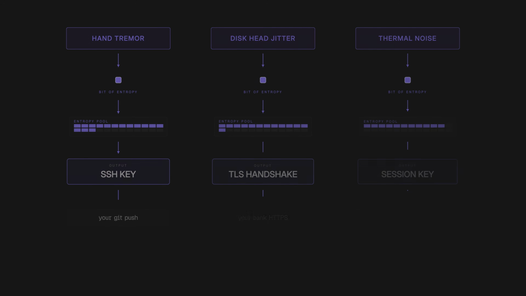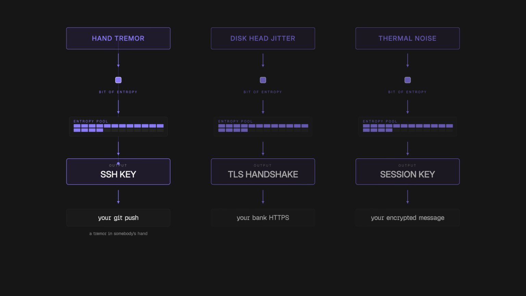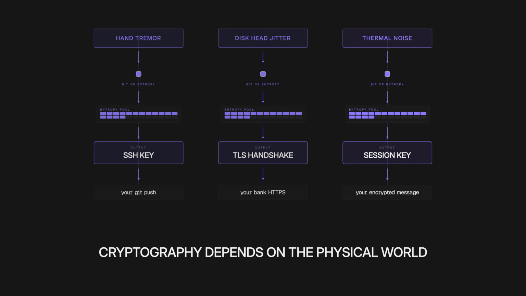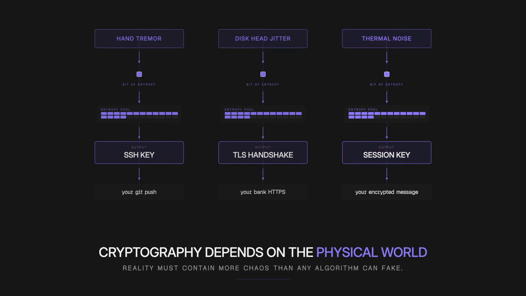Every SSH key you've ever generated, every HTTPS session your browser has negotiated, every encrypted message you've sent, somewhere in the lineage of the random numbers behind it, there is a bit that came from a tremor in somebody's hand, the jitter of a hard drive head, or the thermal noise of a few transistors. Cryptography doesn't work without that link to the physical world. The whole system is built on the assumption that reality contains more unpredictability than any algorithm can fake.